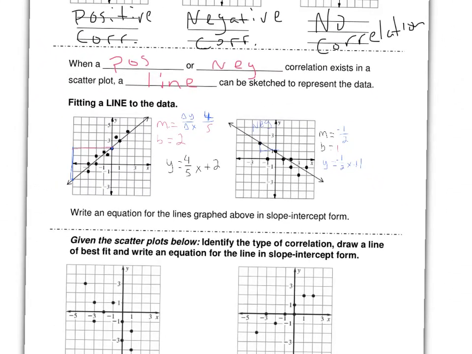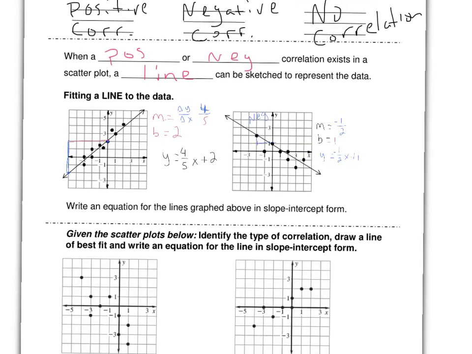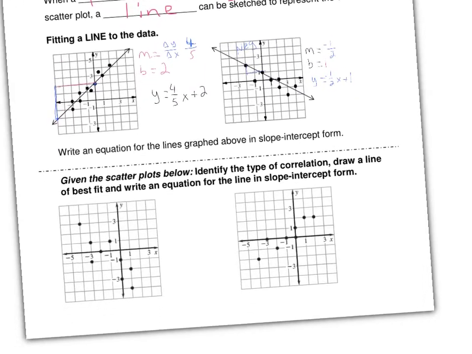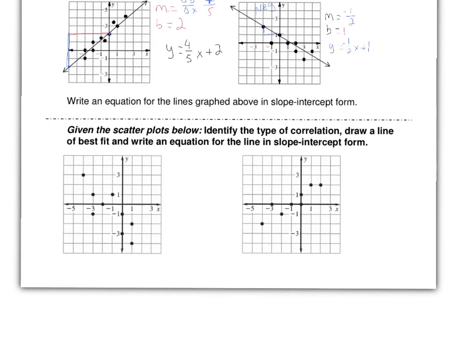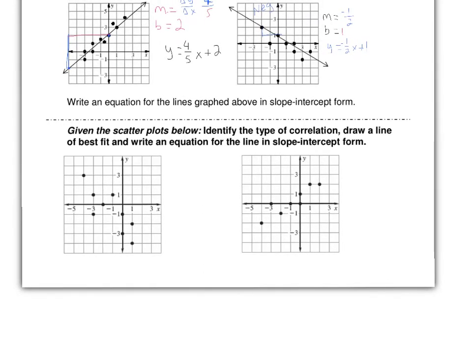Now it says write an equation for the lines graphed above. Oh, we did that. So given the scatter plots below, identify the type of correlation, draw a line of best fit, and write an equation for the line in slope-intercept form. So we have to identify the correlation, positive or negative, draw a line through the points, and then write an equation using slope-intercept form, which is y equals mx plus b.